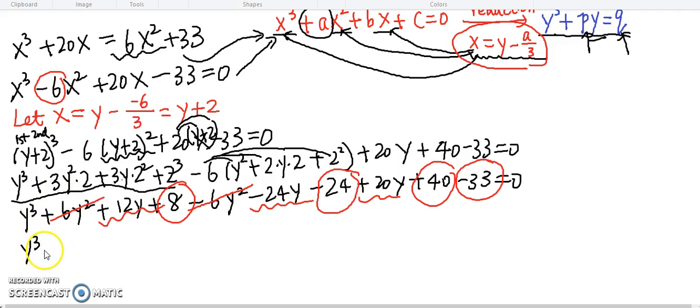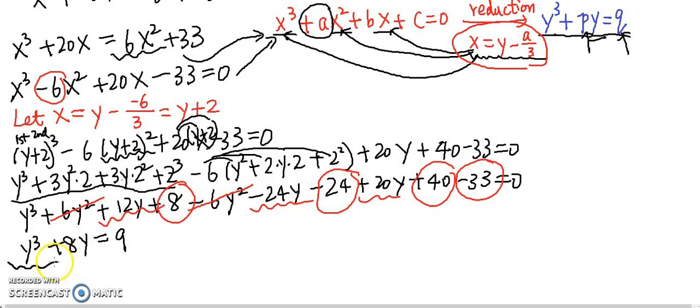So we end up with y cubed plus 8y equals 9. And this equation is much easier than the original one. What we need to do is solve this one, but it's still not very easy to do. In the homework, you should be able to solve it by factoring. In this case, it's not easy to factor this one.